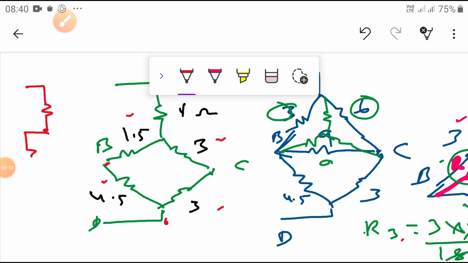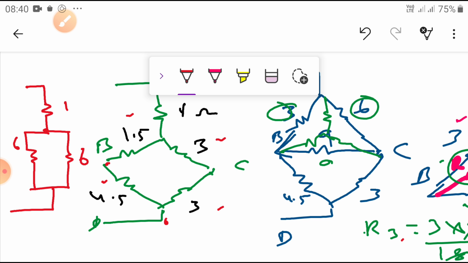Here this is one resistance, and here I am going to take this resistance. So what is the value here? 1 ohm. Here 3 plus 3, 6 ohms. 1.5 plus 4.5, 6 ohms. Okay, I am going to put 6 ohms here. Simple. Now both are parallel and equivalent.